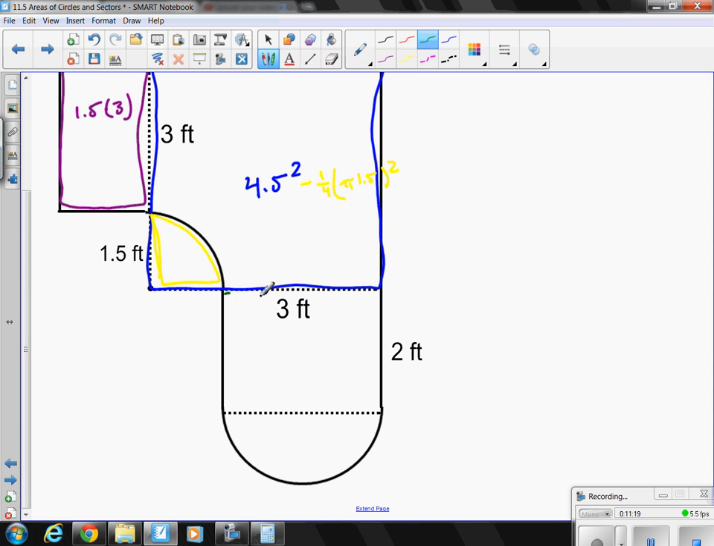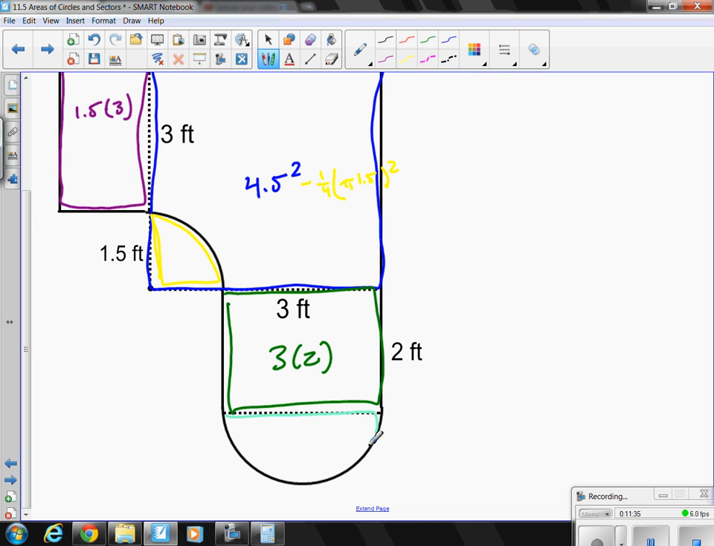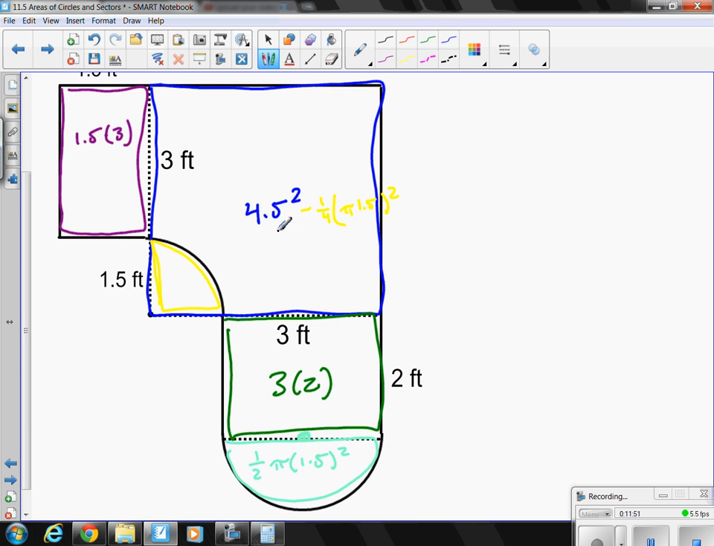I'll have to add to it the area of this rectangle, 3 times 2, then the area of this semicircle, which is going to be a half circle, so half pi times my radius. Radius here, if this whole thing's 3 feet, it's 1.5 squared. Okay, so add these parts together, and you can find the area of the total countertop.